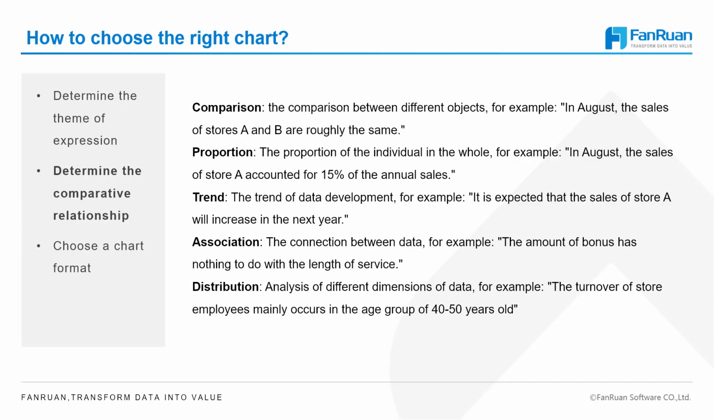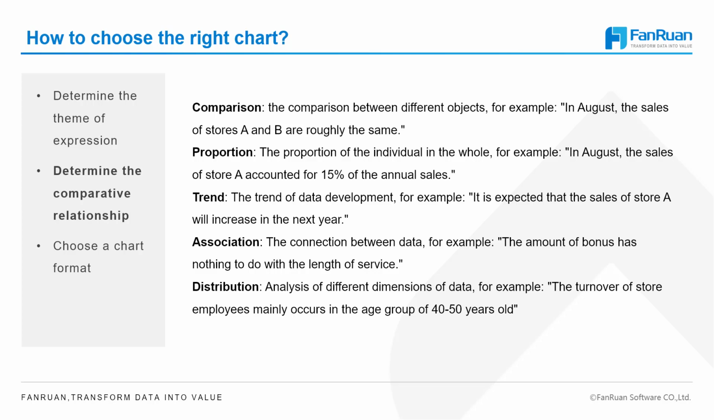The next step is to determine the comparative relationship between the data, mainly these 5 relationships shown on the right side of the slide. Comparison refers to the comparison between different objects. For example, in August, the sales of stores A and B are roughly the same. Proportion means the proportion of the individual in the whole. For example, in August, the sales of store A accounted for 15% of the annual sales.